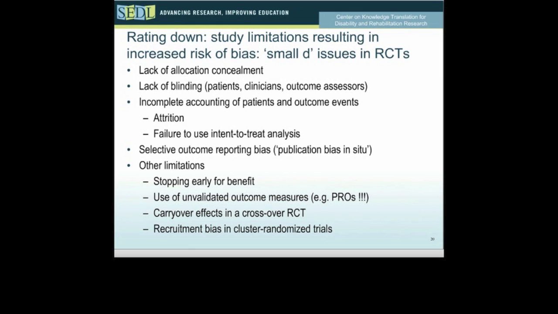There may be carryover effects in a crossover RCT. There may be recruitment bias in cluster randomized trials. There are a number of issues where you say this study wasn't done as well as could have been, or wasn't analyzed as well as could have been. I am going to knock them down a peg.